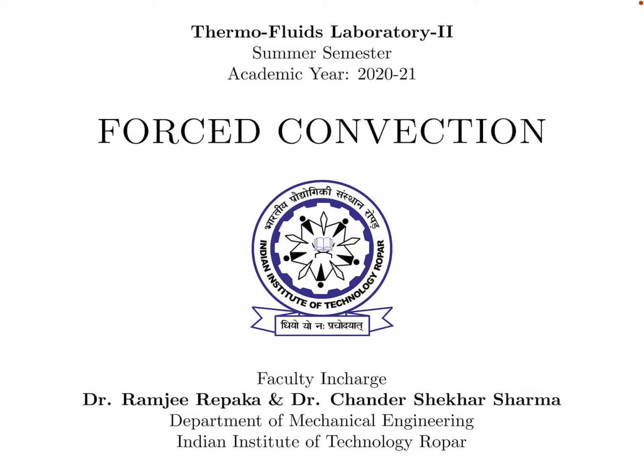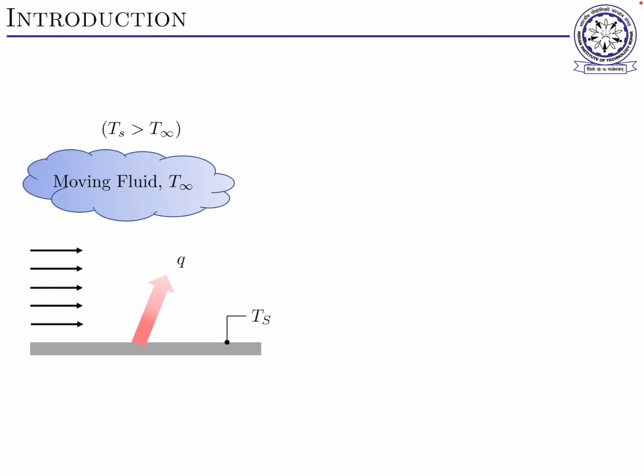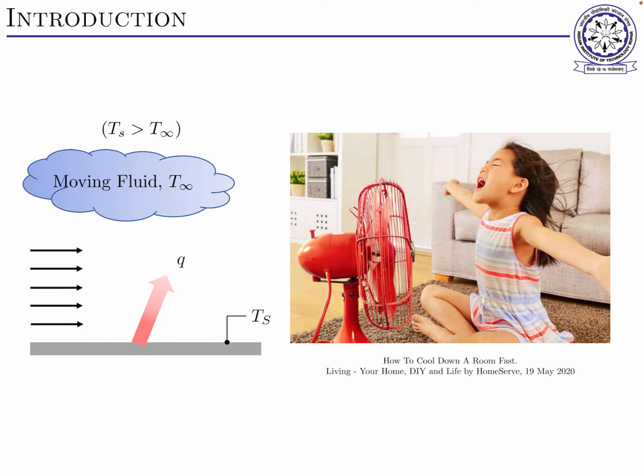Hello students, today we will try to understand forced convection. Convection in general terms is a heat transfer mechanism in which heat transfer takes place due to the motion of bulk of the fluid. You can experience this in daily life on a very hot summer day. The temperature of the room doesn't drop when you switch on the fan, but due to the motion of fluid a cooling effect is felt. This is nothing but the effect of convection that relieves you from the hot summer.